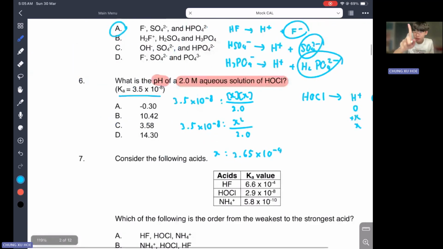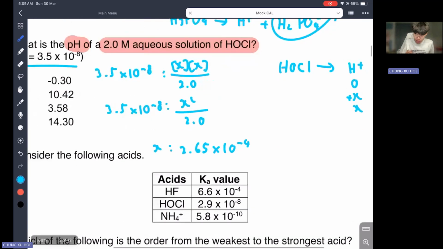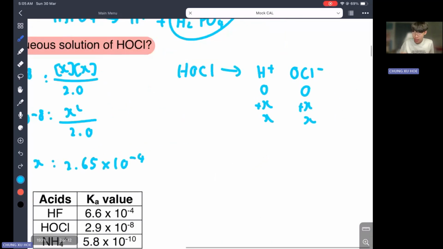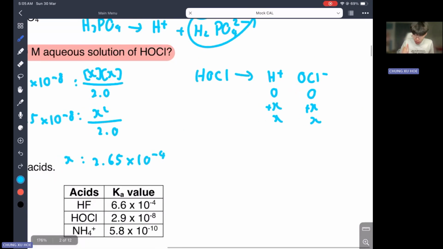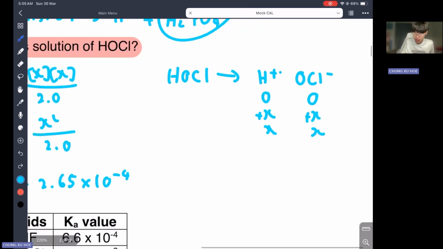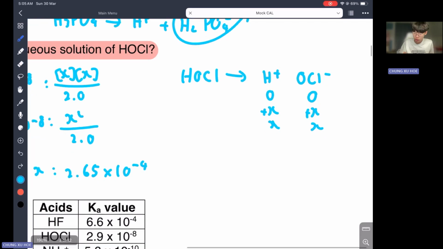They are asking for pH. Wait, they're asking for pH, so don't be scared. Look at the question properly. pH. So what is this? This is my H plus value. How do I know? Yes, this can be my OCl minus value as well. But you need to know that my OCl minus is also x, my H plus value is also x. So both are 2.65 times 10 power of negative 4. So if I need H plus here, do you agree that my H plus value is also equal to 2.65 times 10 power of negative 4? Yes.